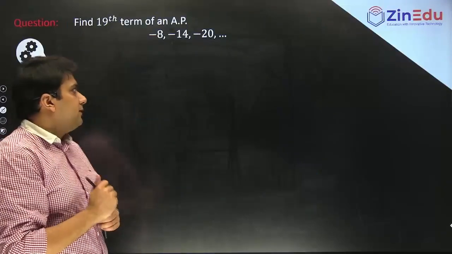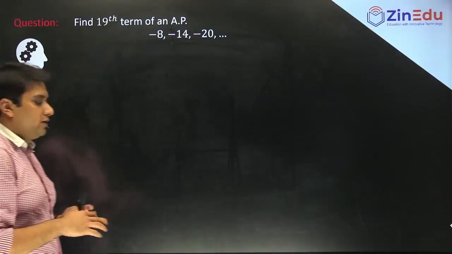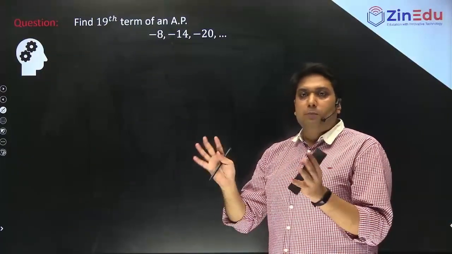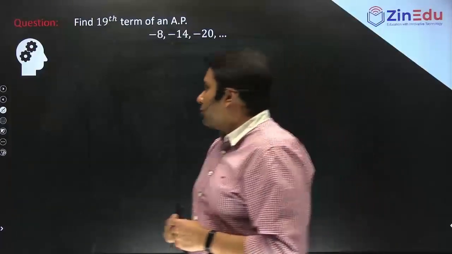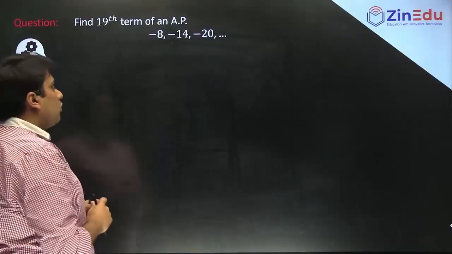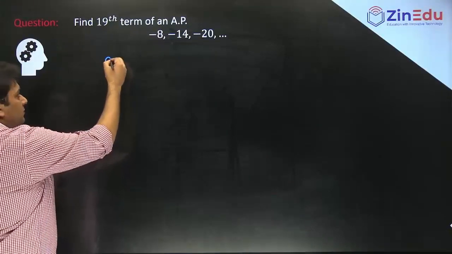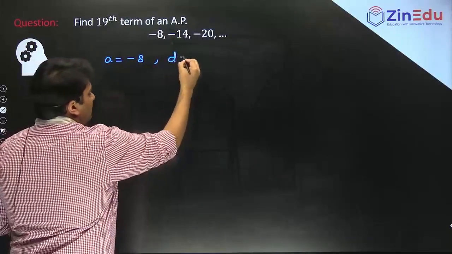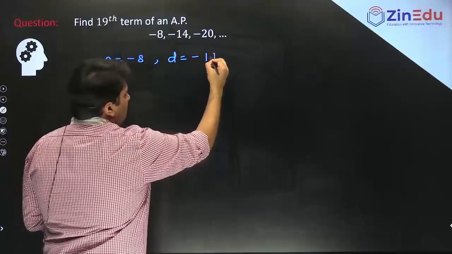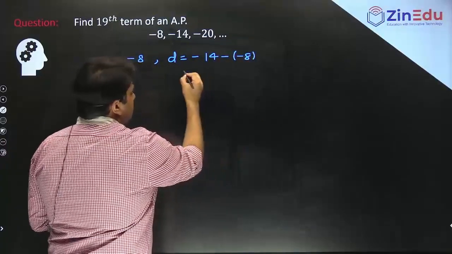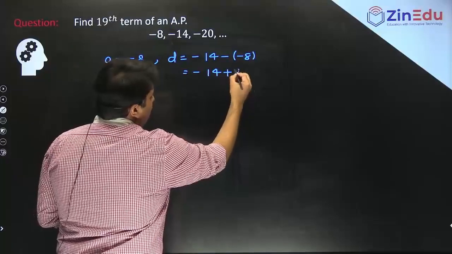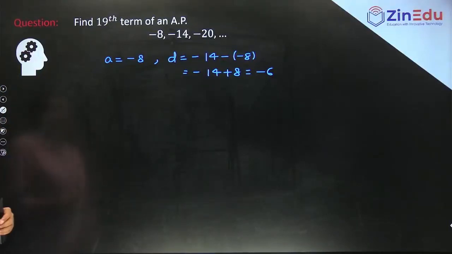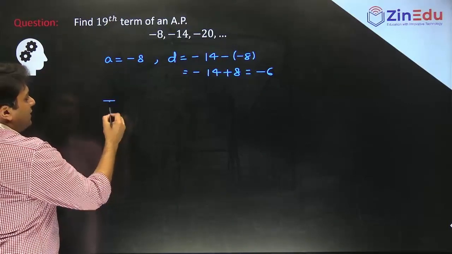Moving ahead, let's have another example. Since we have gone through the concept, now we just need to apply it. Let us find the 19th term of this given AP. In this, the first term is given by minus 8. Common difference will be given by second term minus the first term. So that will be minus 14 plus 8, that would be minus 6. Now we have D as negative. Now we need to find the 19th term.